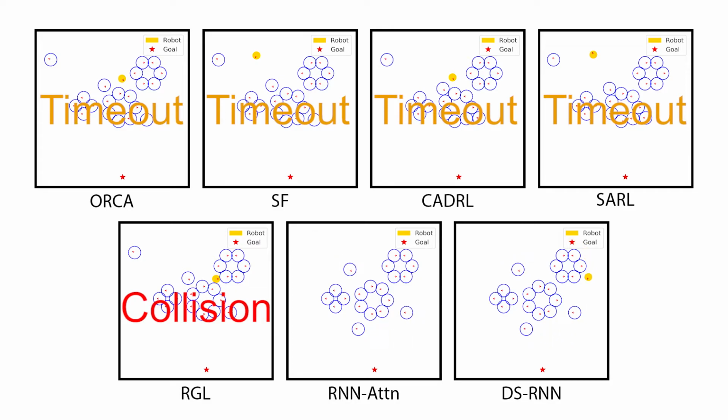DSRN is able to drive the robot to the goal, while RNN plus attention fails. This is because DSRN can perform spatial and temporal reasoning.